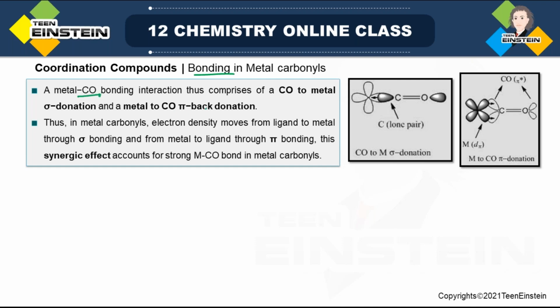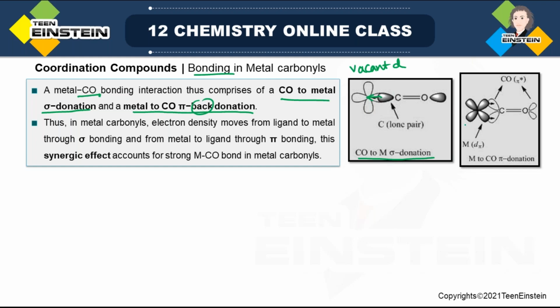The metal carbonyl bonding interaction comprises two types of bond. The first one is CO to metal sigma donation. Look at the first picture. Here CO is donating electrons from its filled orbital towards the vacant d orbital of the metal. And the second type is metal to CO pi back donation. The word back is used because the sigma bond is already there and donation is already there from ligand to metal, but now the reverse process is occurring, so it is back donation.